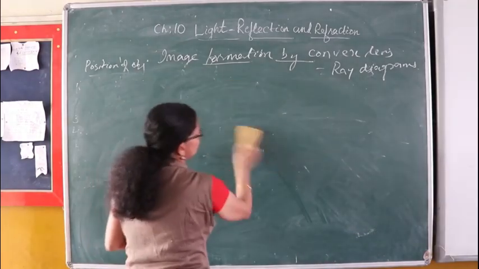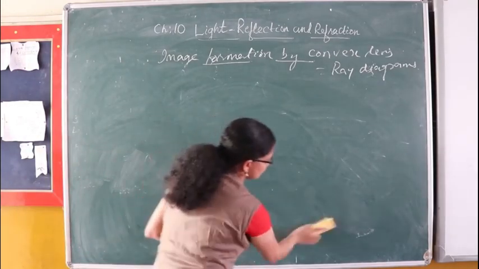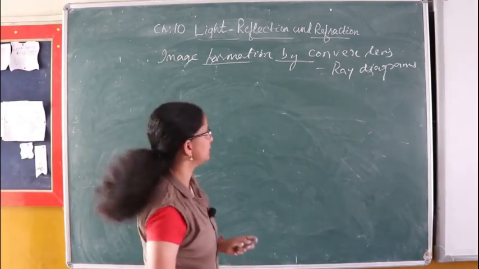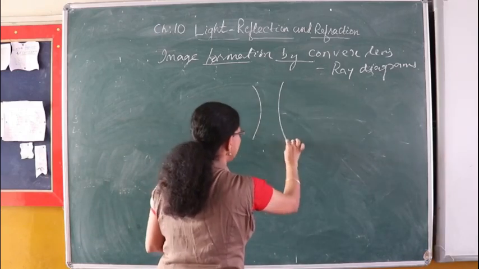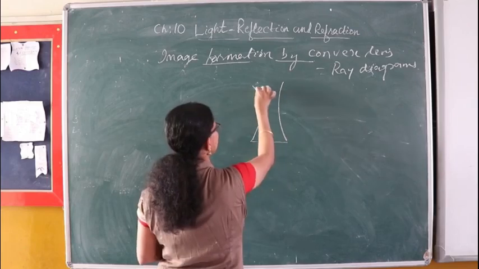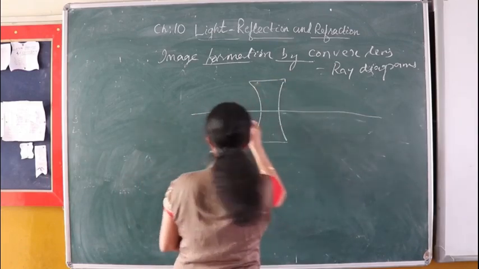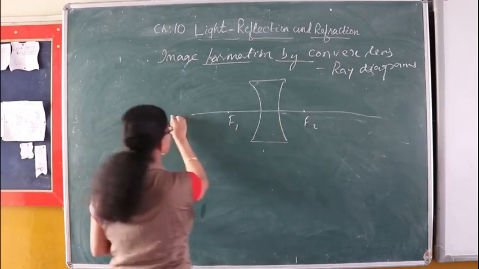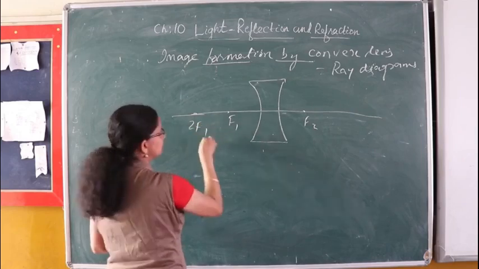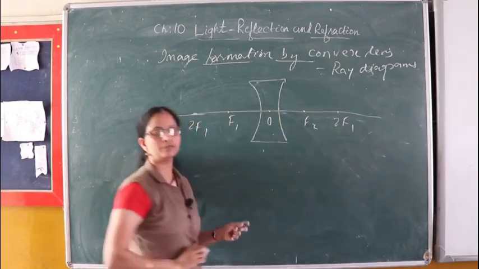Now moving to concave lens. Concave lens also forms an image of the object when kept in front of it. So in case of a concave lens, we can see if the object is kept at infinity. Here again we can see F1 and F2, here it is 2F1 and 2F2, and this is the optical center.